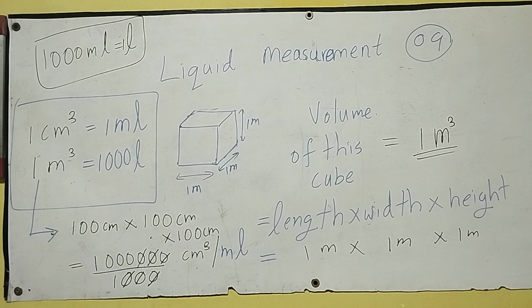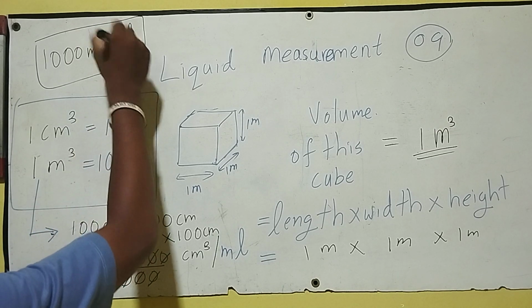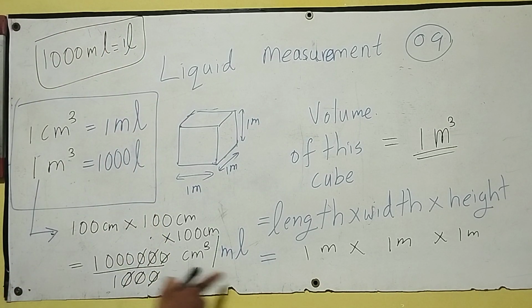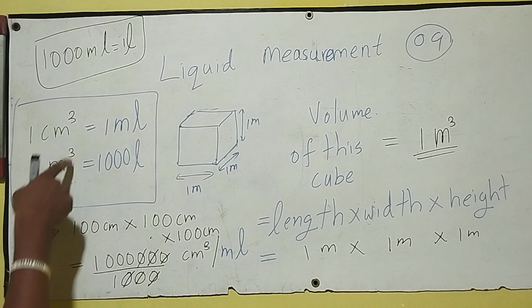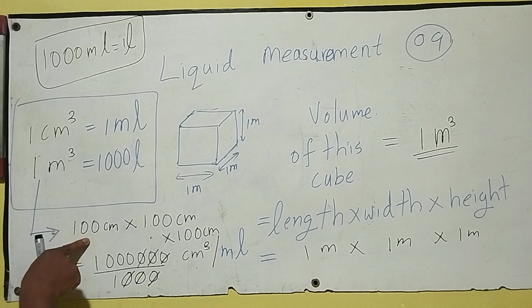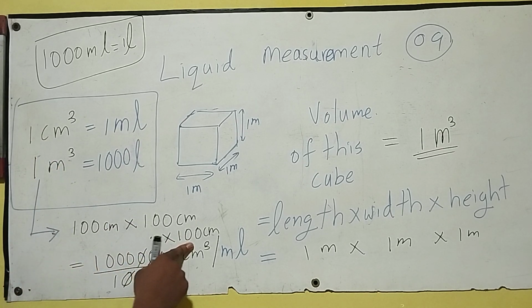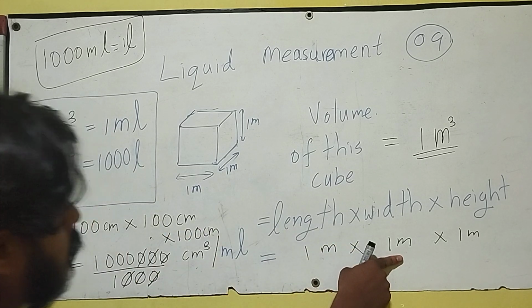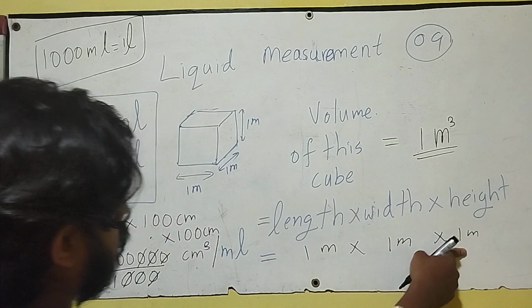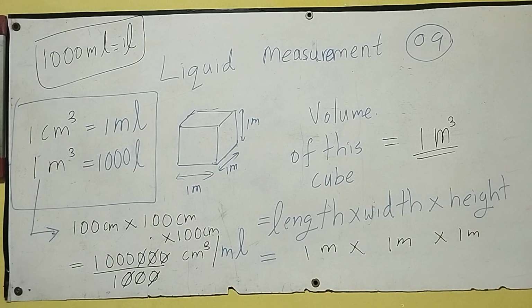Please write down clearly how I obtained it. Stop the video and write down. It is very easy, no? You can understand well. How did I obtain it? I multiplied 1 cubic meter as 100 centimeter, 100 centimeter, 100 centimeter. Why? 1 meter is equal to 100 centimeter.